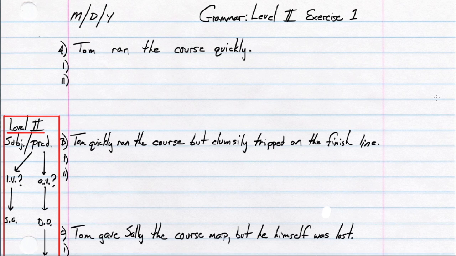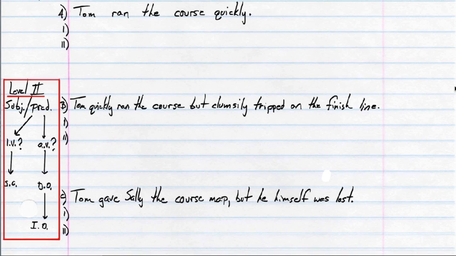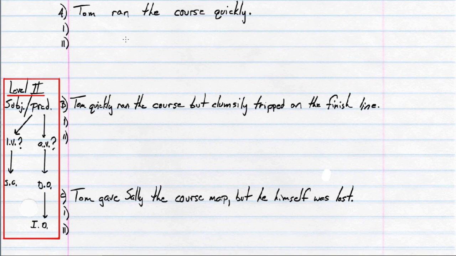And then I have 3 sentences for you, A, B, and C. Go ahead and put those on your page. I'll move them up so you can see the entire formatting. You'll notice that I left 5 lines underneath each line. Sentence A, Tom ran the course quickly. Sentence B, Tom quickly ran the course, but clumsily tripped on the finish line. And sentence C, Tom gave Sally the course map, but he himself was lost.